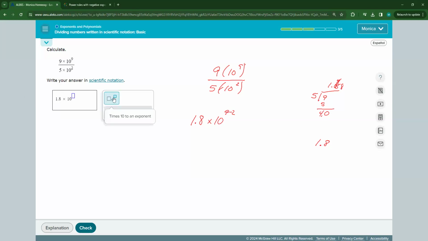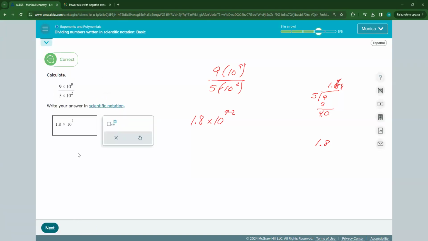So our final answer that we're going to type in here is 1.8, which is in scientific notation. It's got that one number and a decimal, and that one number can't start with a 0. And then 10 to the 9 minus 2 is 7. All right, and we can move on to the next video.